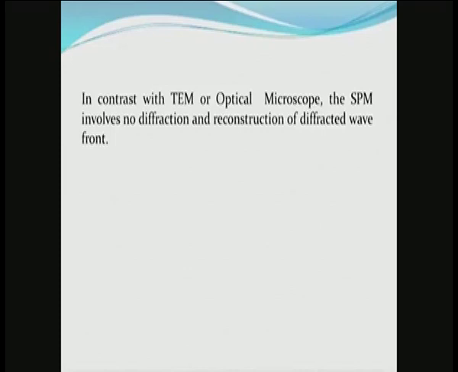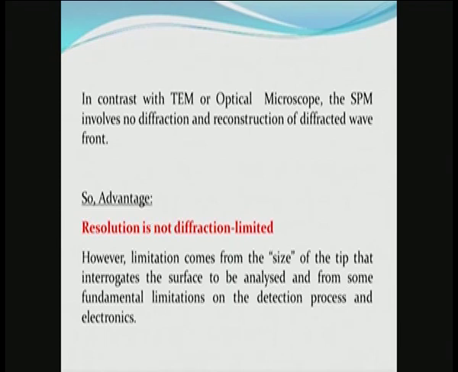Now, in contrast with transmission electron microscopy, where electrons are used and therefore the wavelength of electrons is important, or optical microscopy where light is used, again wavelength is important, scanning probe microscopy involves no diffraction or reconstruction of diffracted wavefronts. Therefore, resolution is not diffraction limited as in the case of either transmission electron microscopy or optical microscopy. However, limitations in scanning probe microscopy come from the size of the tip that interrogates the surface, and from some fundamental limitations on the detection process and electronics, namely electronic noise.